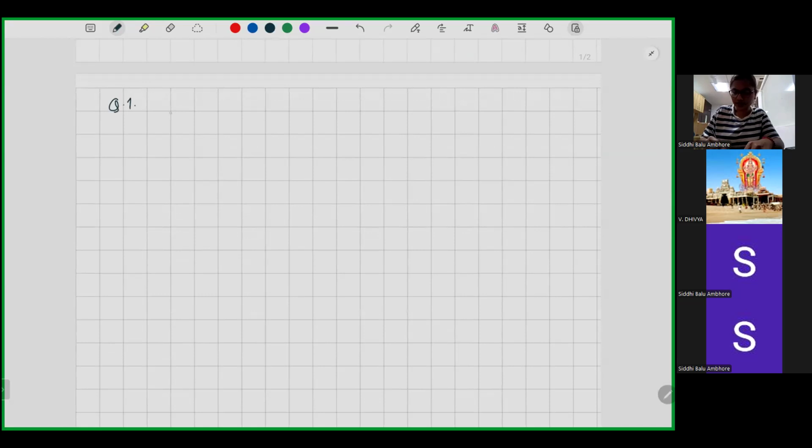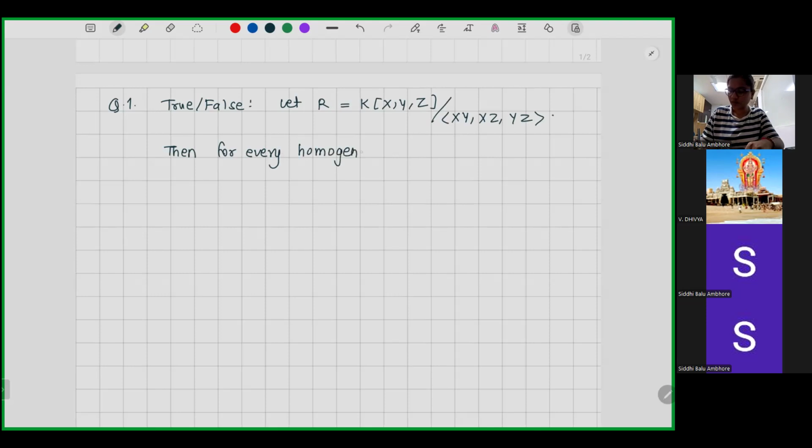Question 1 is that we have to check true or false: let R be equal to k[x,y,z] quotiented by the ideal (xy, xz, yz). Then for every homogeneous linear form A in R, the height of A is 1. Okay, this is the question.